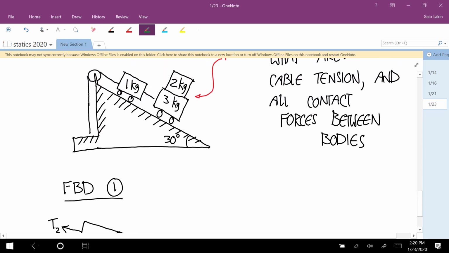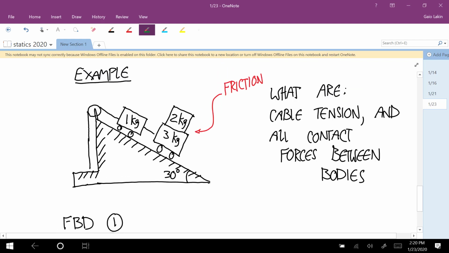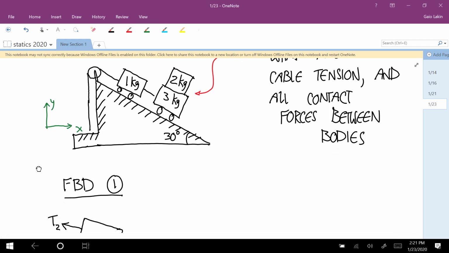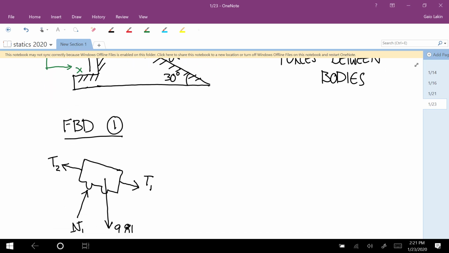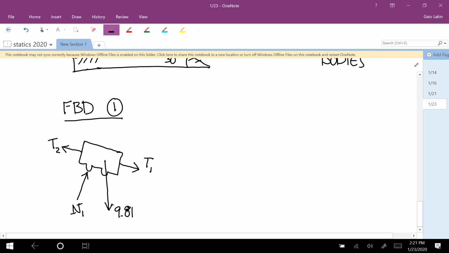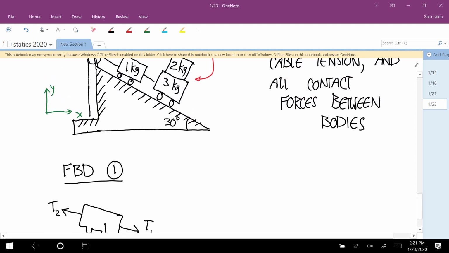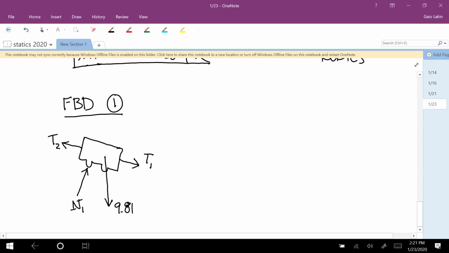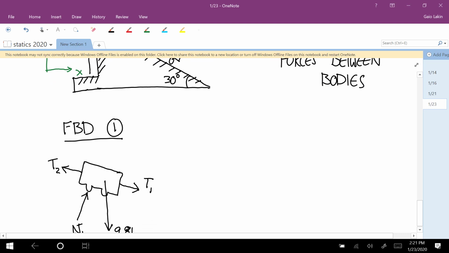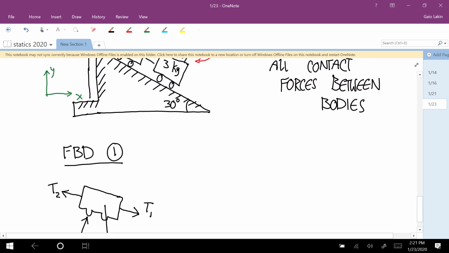Well, this is a problem where it might pay off to use a rotated coordinate system, but let's not. Let's just use a regular coordinate system. Like this. Well, the weight force is easy. That's in the direction of our negative y. But the cable forces and the normal force, we have to think about those directions. All right, so how are we gonna come up with unit vectors for those? That's what we need.